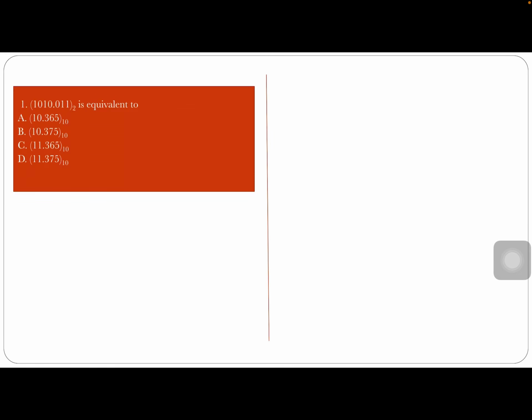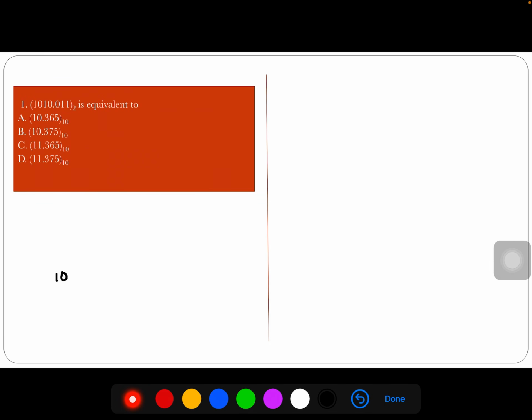The first question is: 1010.011 with a base 2 is equivalent to... As you can see, in all the options the base is 10 and in the question the base is 2. Therefore you are being asked to convert a binary sequence into a decimal number system. So let us first see the method for the conversion of binary to decimal. The question given to you is this.